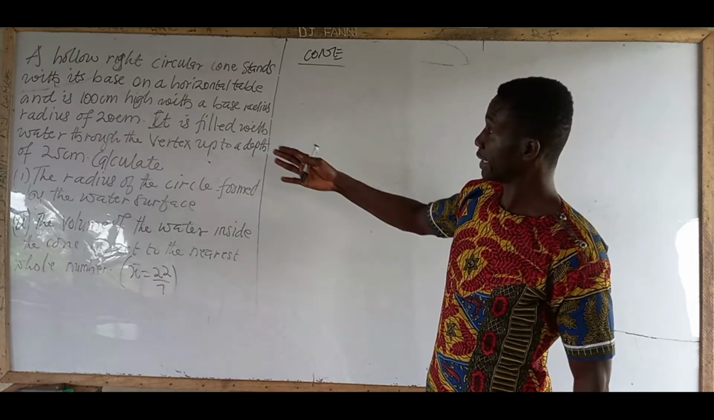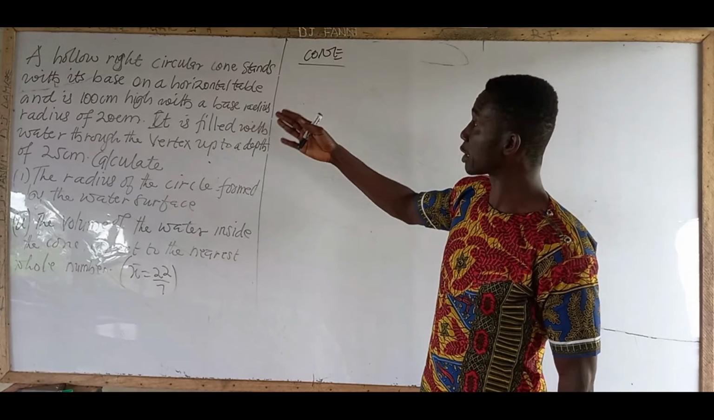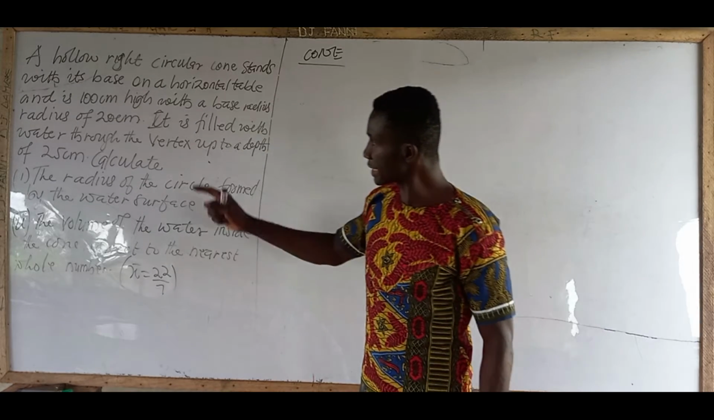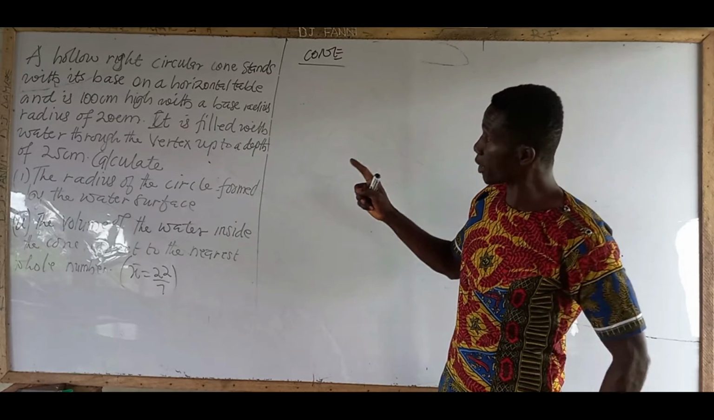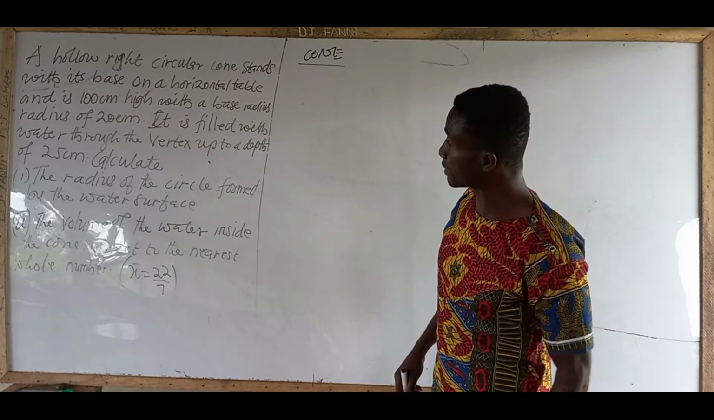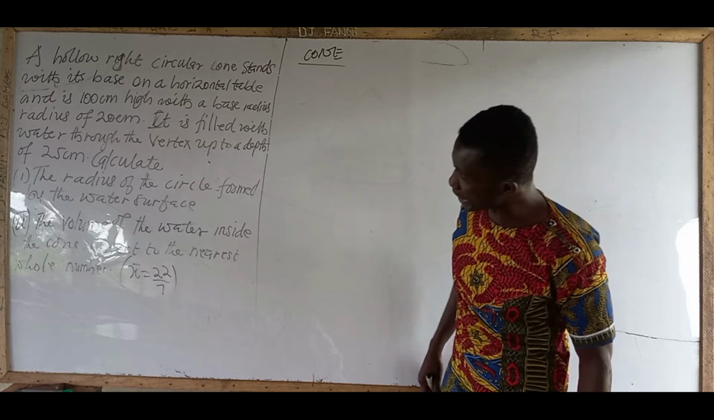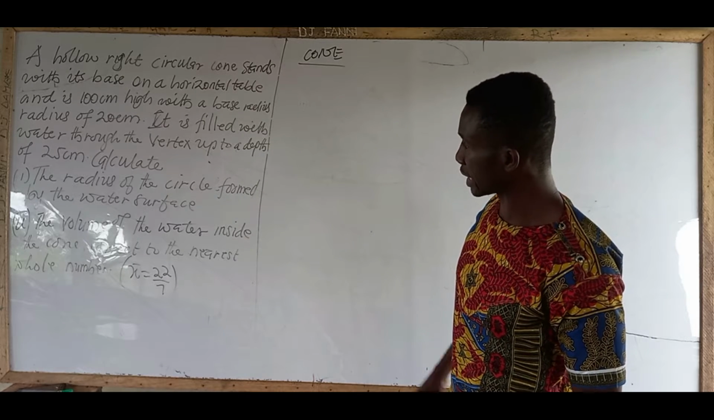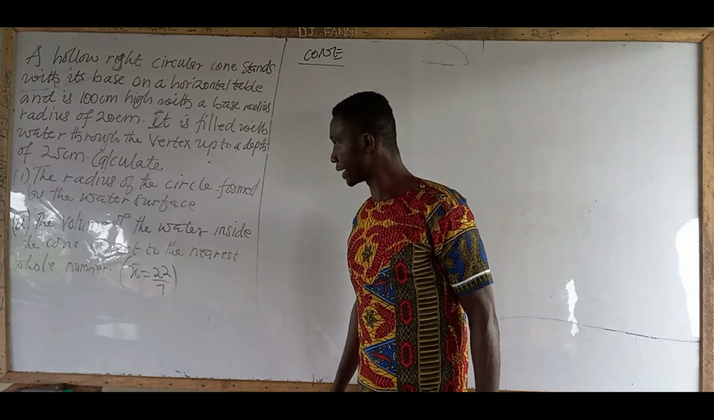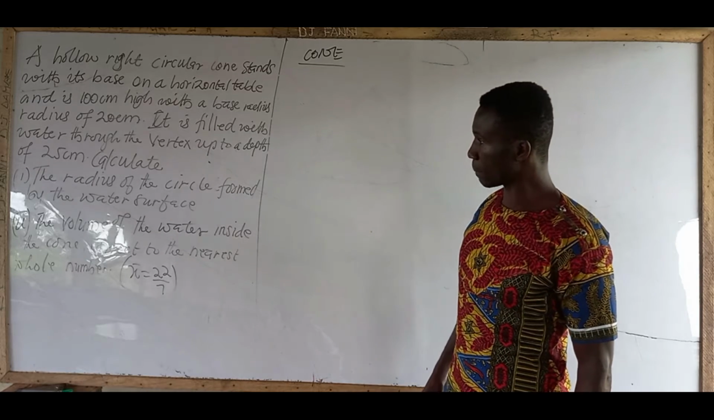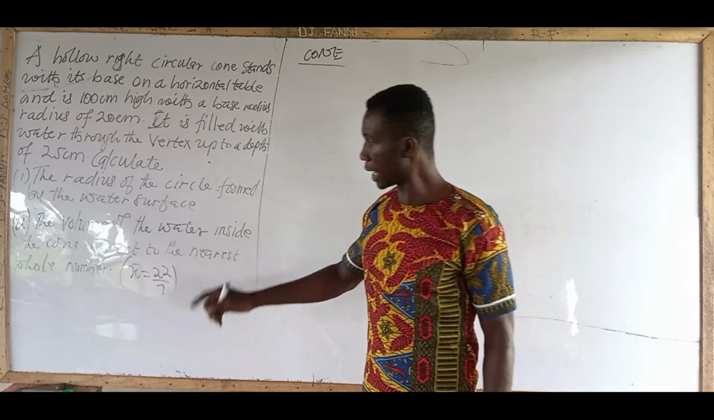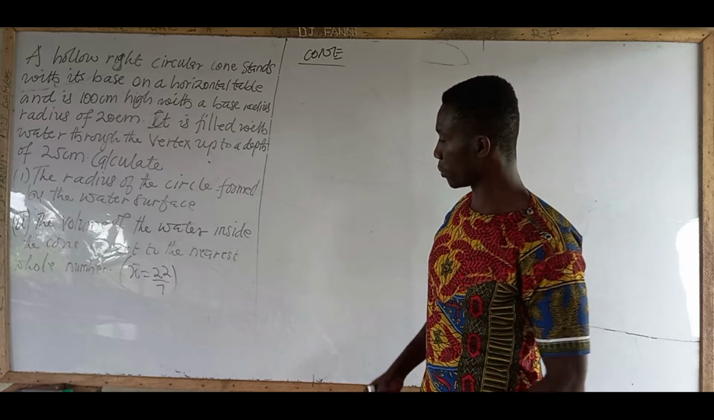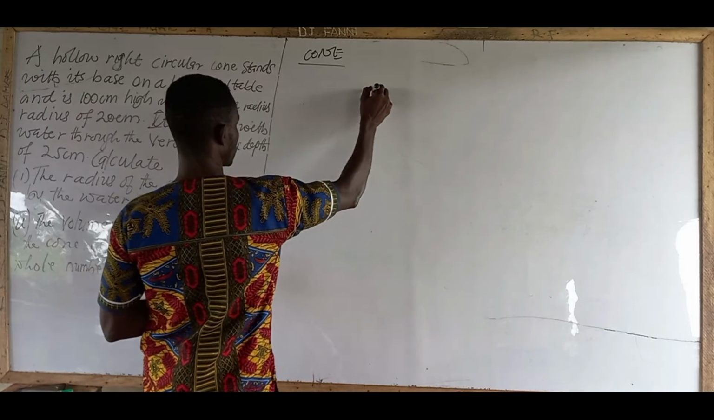Now the question says that a hollow right circular cone stands with its base on a horizontal table and it is 100 centimeters high with a base radius of 20 centimeters. It is filled with water through the vertex up to a depth of 25 centimeters. Calculate (i) the radius of the circle formed by the water surface, (ii) the volume of the water inside the cone, correct to the nearest whole number.